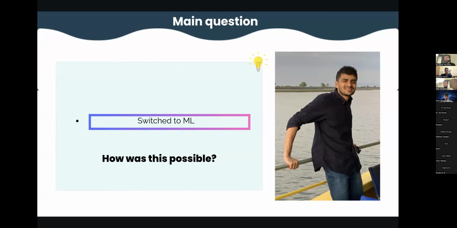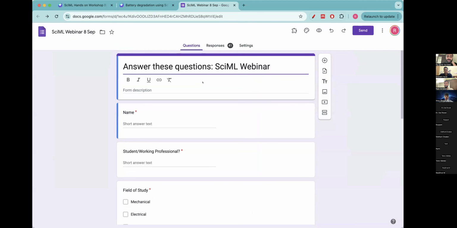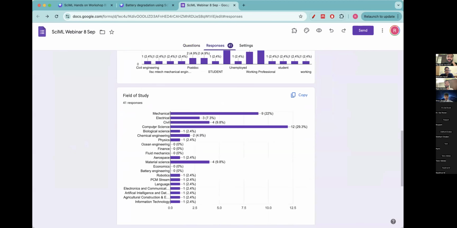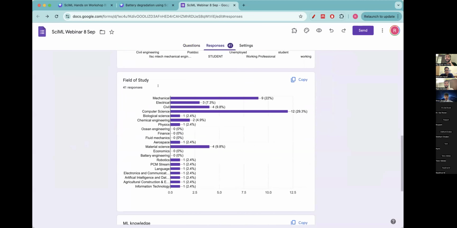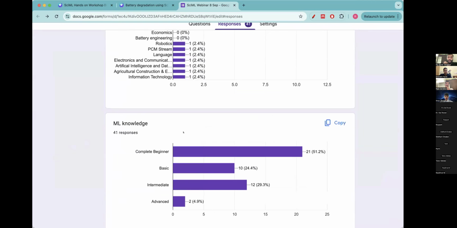Today, in the first half, I'm going to share with you how I learned about scientific ML and why I think that traditional ML is not the best way for engineers to go forward. Before that, let's see the form which has been filled by around 41 people so far. We can see that all the students in this call have a wide range of backgrounds. We have 9 mechanical engineers, 3 electrical engineers, 4 civil engineers, 12 CS engineers. Awesome. So we have a big split over here.